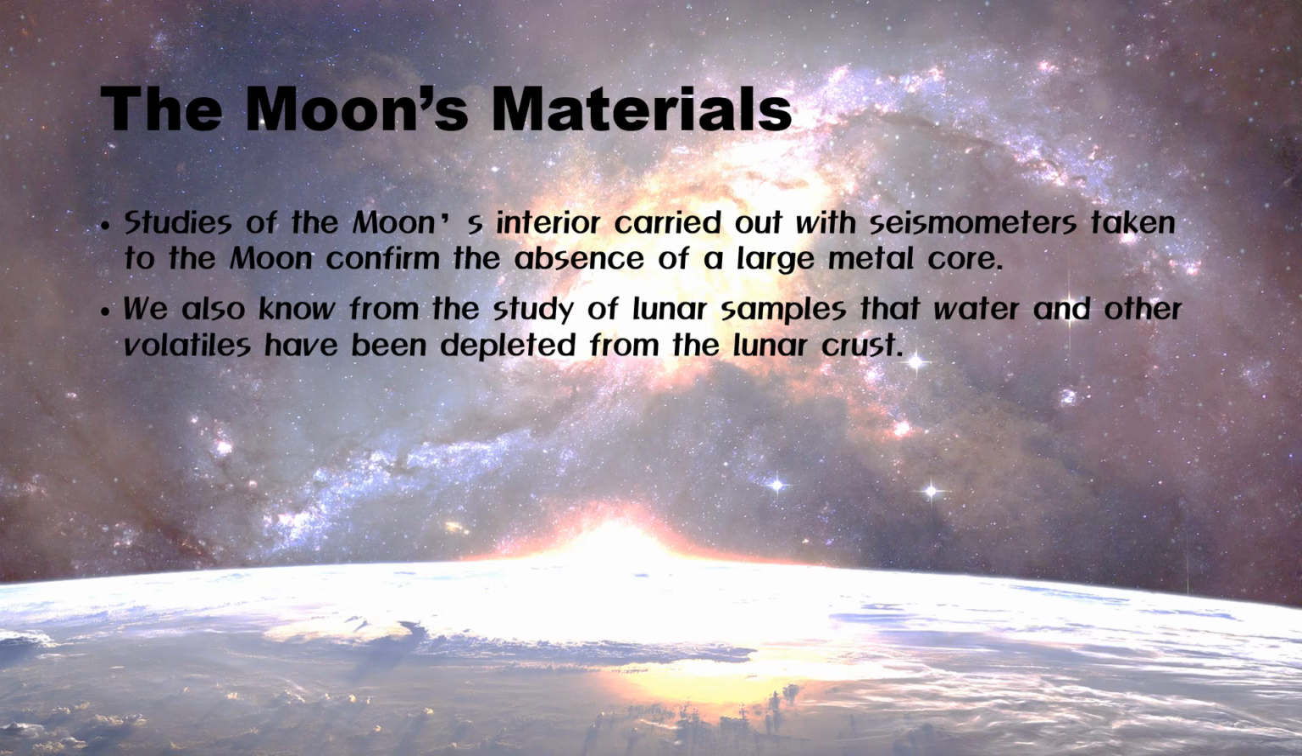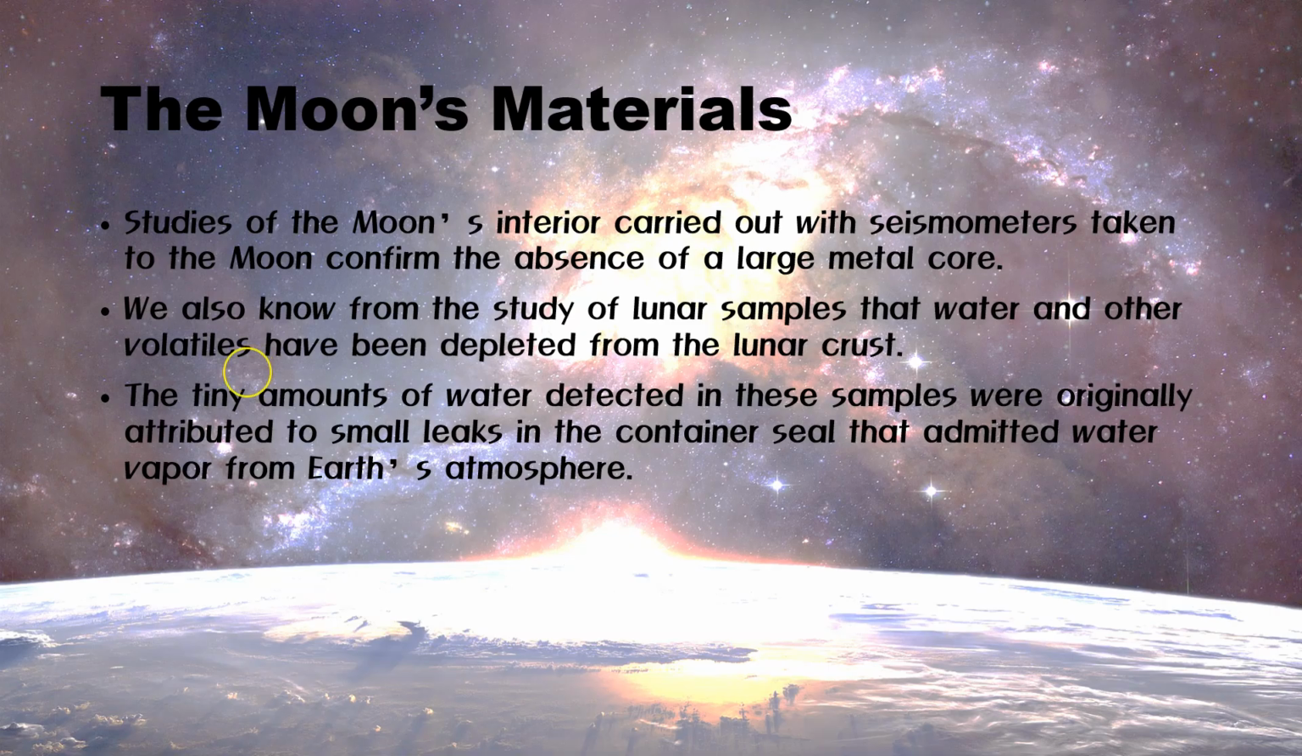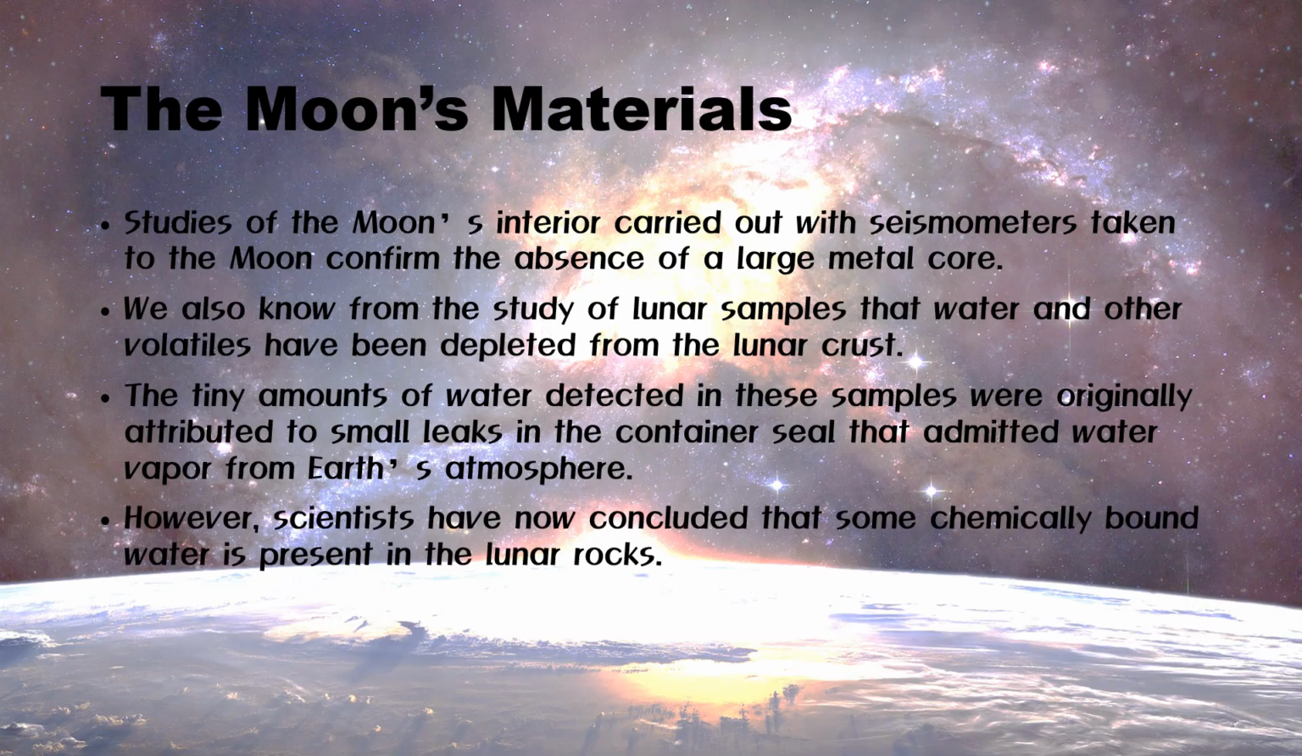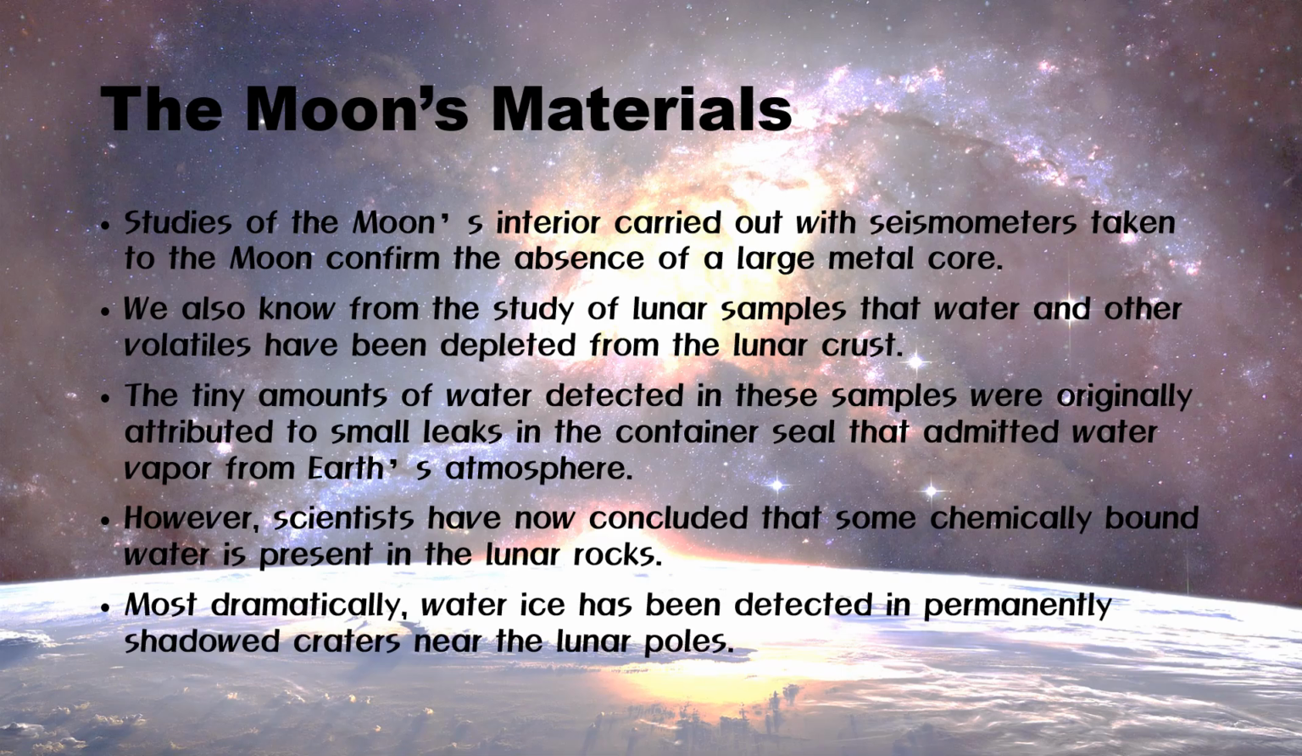We also know from the study of lunar samples that water and other volatiles have been depleted from the lunar crust. The tiny amounts of water detected in samples were originally attributed to small leaks in sealed containers that admitted water vapor from Earth's atmosphere. However, scientists have now concluded that some chemically bound water is present within lunar rocks. Most dramatically, water ice has even been detected in permanently shadowed craters near the lunar poles.